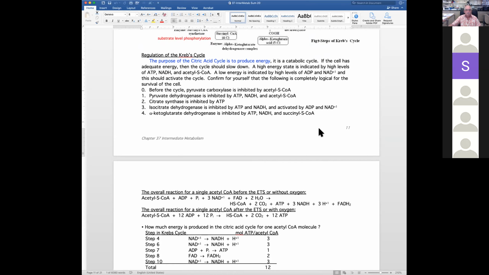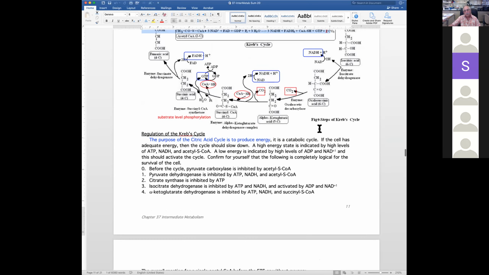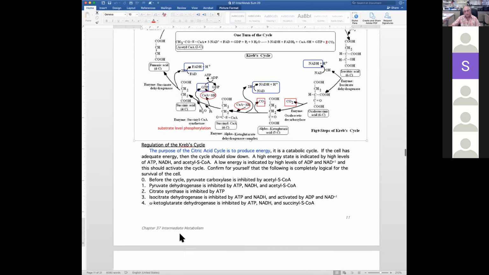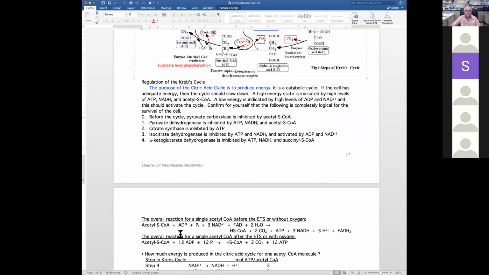So I made a handout, or not handout, but a figure where I took the citric acid cycle and I just added all the control points. But somehow I thought it wasn't that important. In a way, it's kind of obvious. Look at this one, for example.